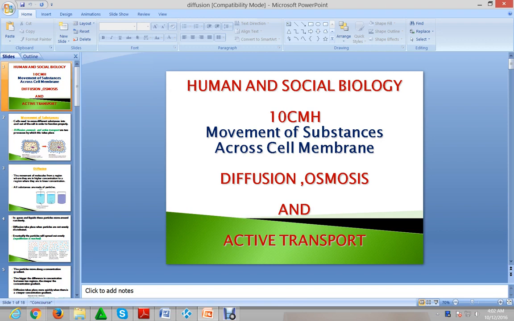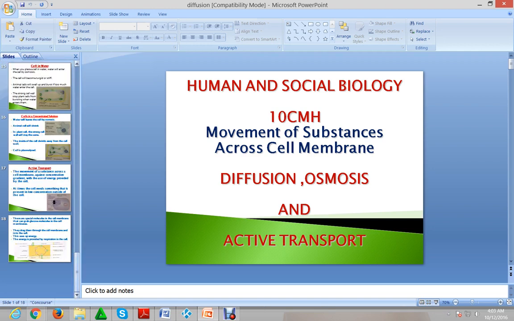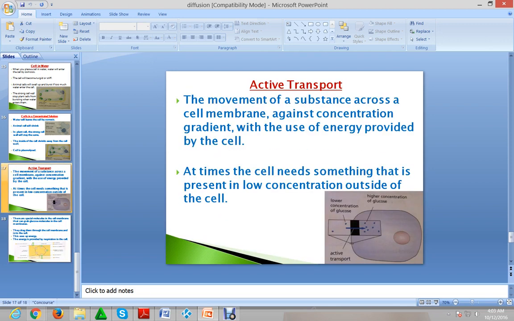I will be continuing with the series in terms of how substances move across the cell membrane. I've already gone through diffusion and osmosis, and now I'm going to look at active transport. Again, just recapping, osmosis is the movement of water from a dilute to a more concentrated solution, while diffusion is the movement of substances from a place of high concentration to a place of lower concentration.